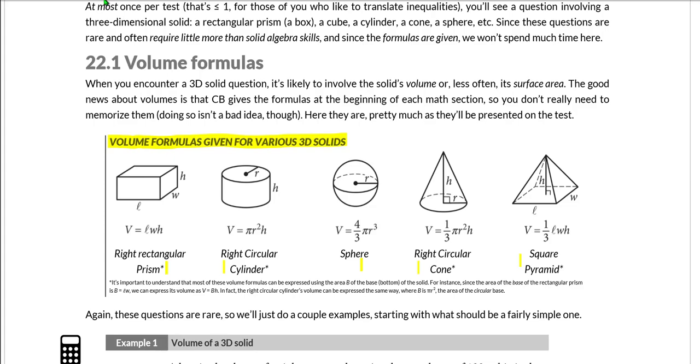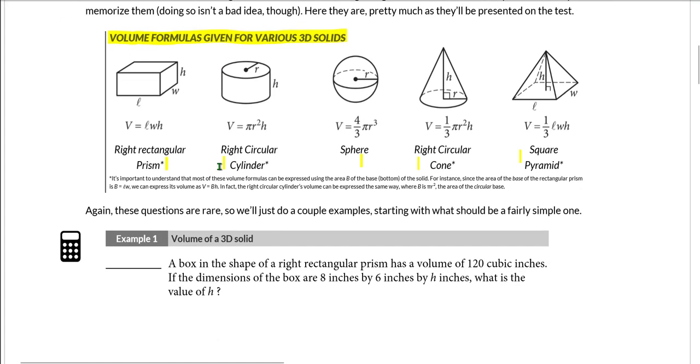to get these formulas. In terms of these formulas, I just want to make one point when it comes to a few of these shapes. The sphere is an exception, but when it comes to volume formulas for various solids, you should know that in most cases you can think of the formulas as the area of the base of the solid times the height. So for instance, in the right rectangular prism, you will notice that LW, length times width, is the area of this rectangular base of the rectangular prism.